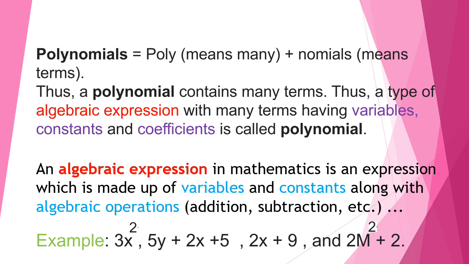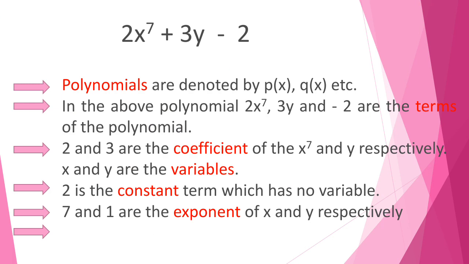An algebraic expression in mathematics is an expression which is made up of variables and constants along with algebraic operations such as addition, subtraction, etc. For example, 3x square, 5y plus 2x plus 5, 2x plus 9 and 2m square plus 2. Here is an example: 2x power 7 plus 3y minus 2. So this is an example of a polynomial.